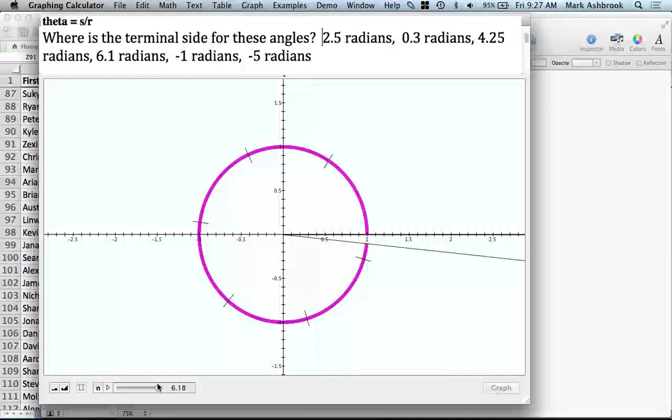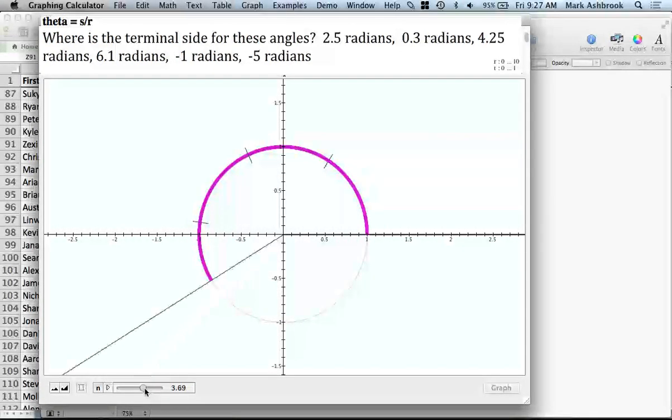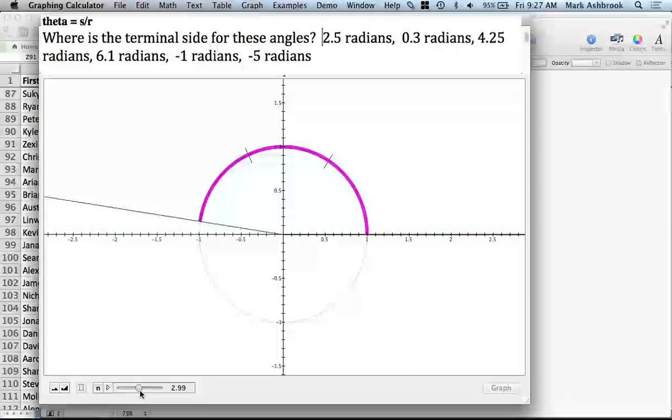So what would be convenient? It would be convenient to know half of the circle or a quarter of the circle or all the way around the circle. So can you estimate, let's come back here. If I come in here, what about half the circle? So let's zoom in here.